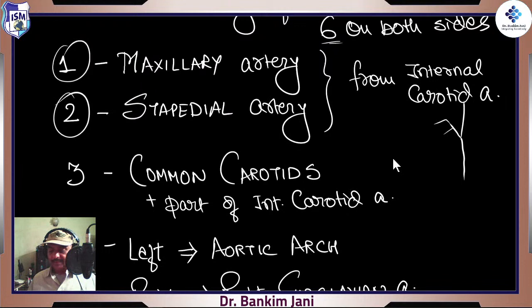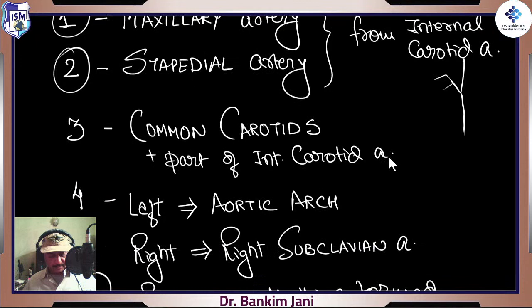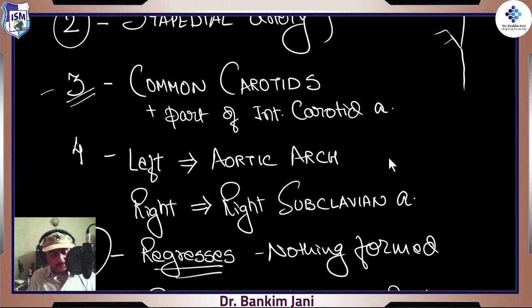Especially, right, when you take the pulse over here, you are taking the carotid pulse, right? And when you touch over here, you feel that thrust, because it is in direct continuation with the aorta. The common carotids, plus part of the internal carotid, are from the third arch. The fourth arch leads to formation of the aortic arch and the right subclavian artery.